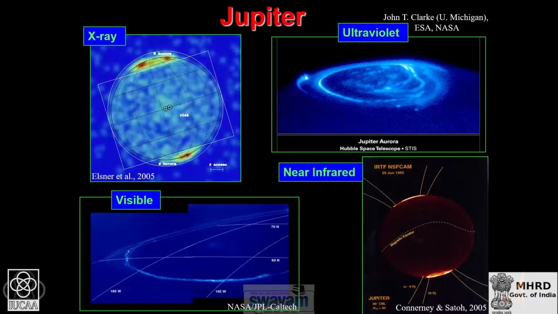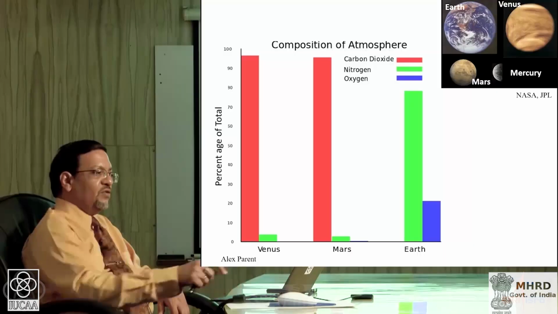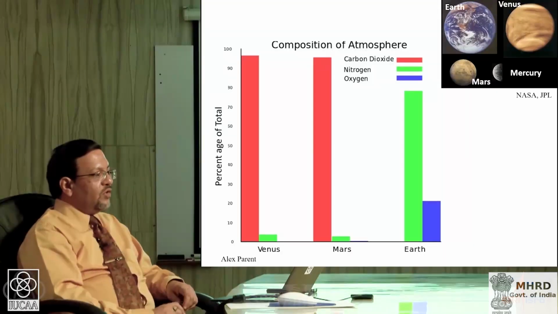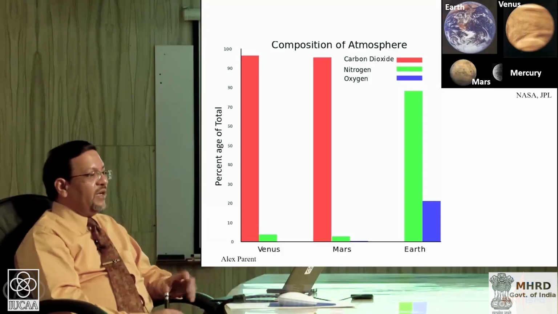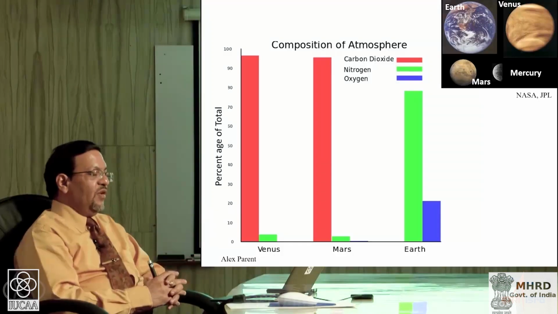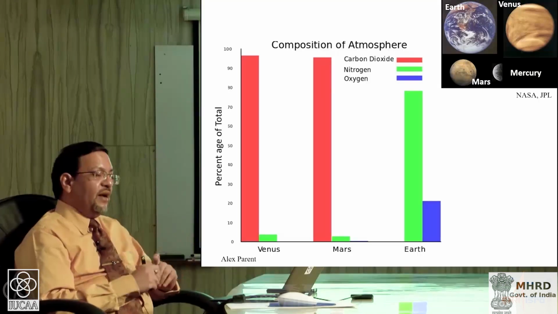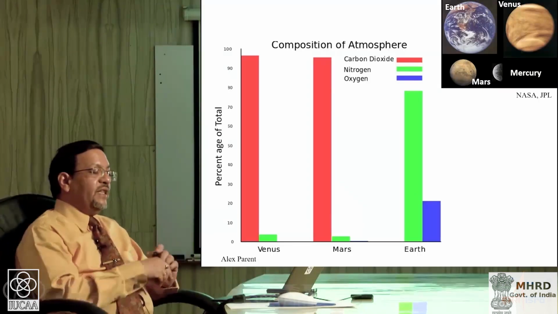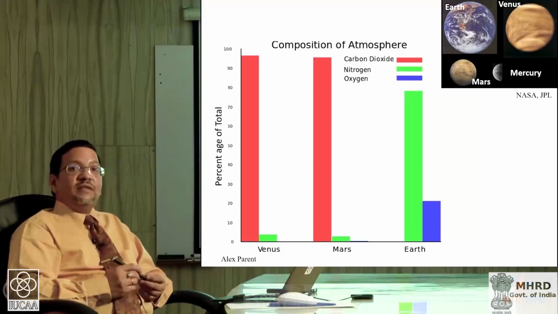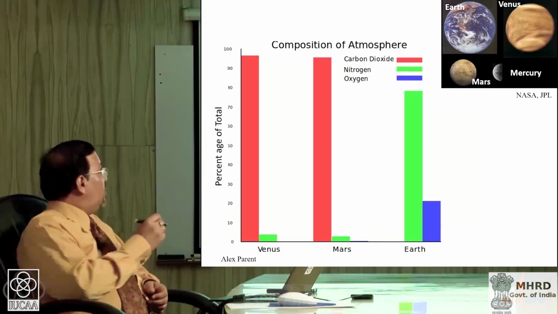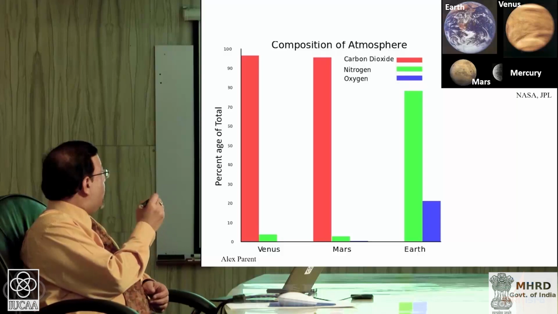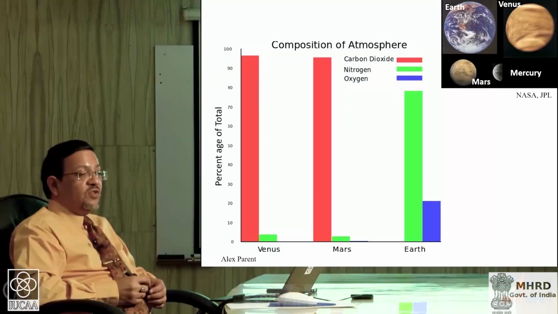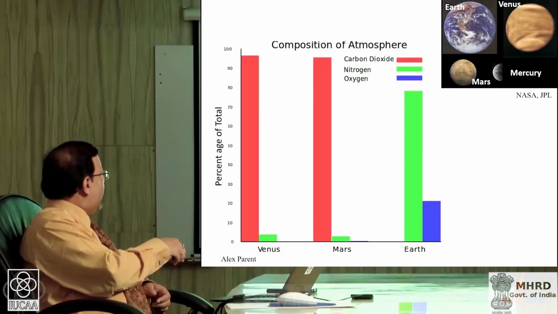Now, let us look at the composition of different planets in the solar system. Here you see the relative composition of the planets Venus, Mars and Earth, where one can say that Venus and Mars are dominated by carbon dioxide, CO2, and N2, which is the dominant gas on Earth, almost 80%, is a very rare commodity on Mars and Venus.